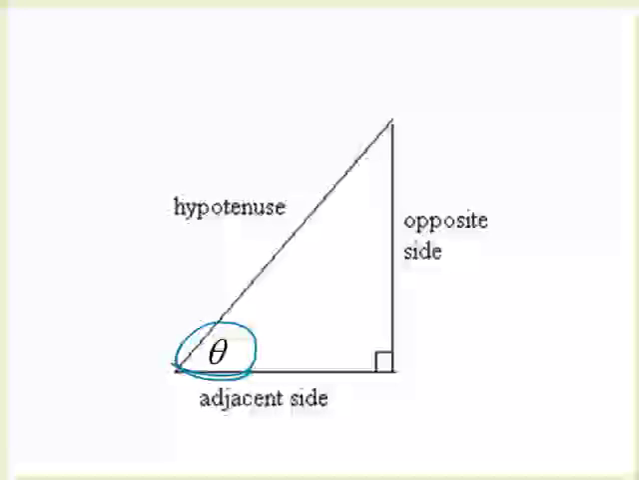And once we've selected the angle to be theta, sometimes it will be selected for you, sometimes you get to pick. And we name the sides of the triangle according to their relationship with that angle. So we have an opposite side, which is directly across the triangle from that theta, and then the adjacent side is next to. That's actually what adjacent means, next to or touching. So the side that's next to or touching that angle, we call the adjacent side. And then again, the hypotenuse is always across from the right angle.